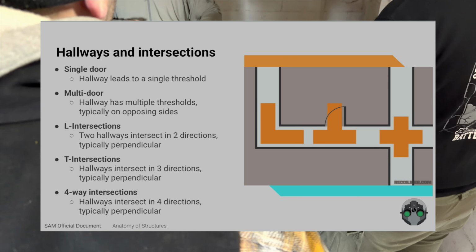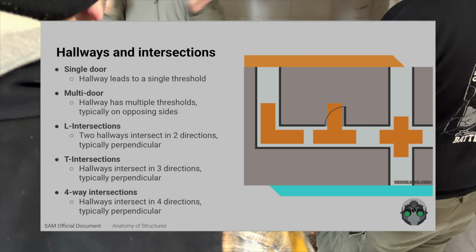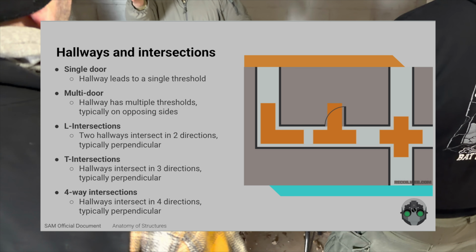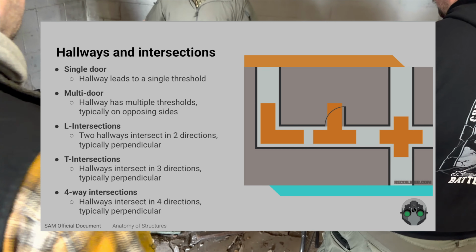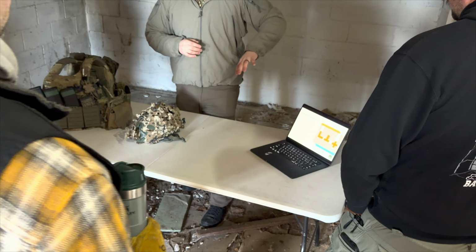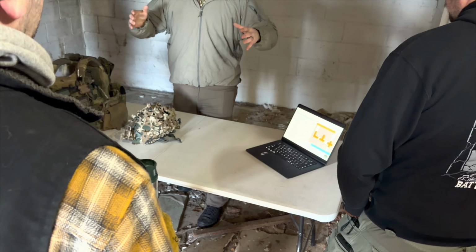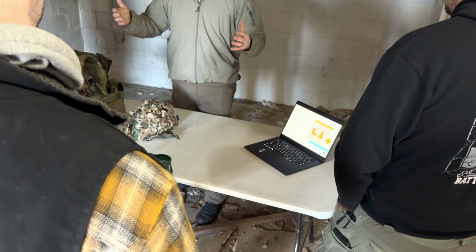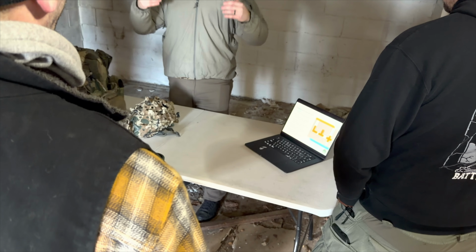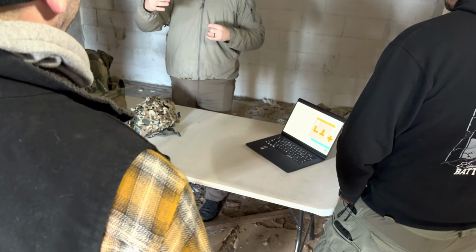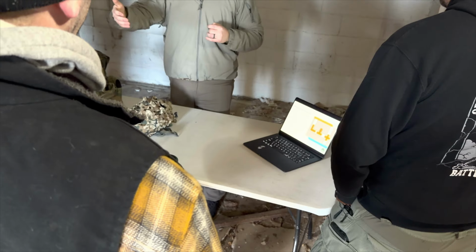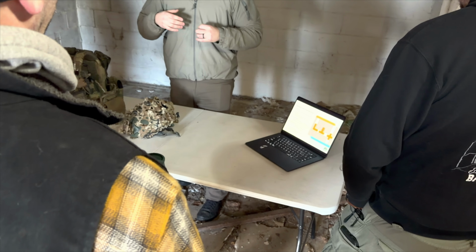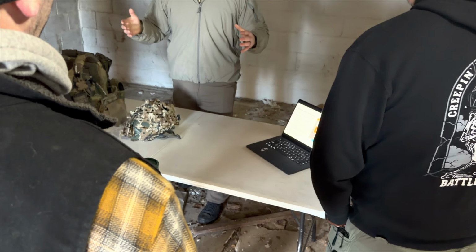We have T intersections. You come down the hall and it splits both ways, or it continues straight and the hall splits off. And then we have four-way intersections, just like a four-way stop. When you're looking at each of these, it might seem obvious that these are all different shapes, but being able to assess ahead of time what that hallway is doing lets you know better where the threat area is. It also can help you maintain some navigation of the building that you're in.